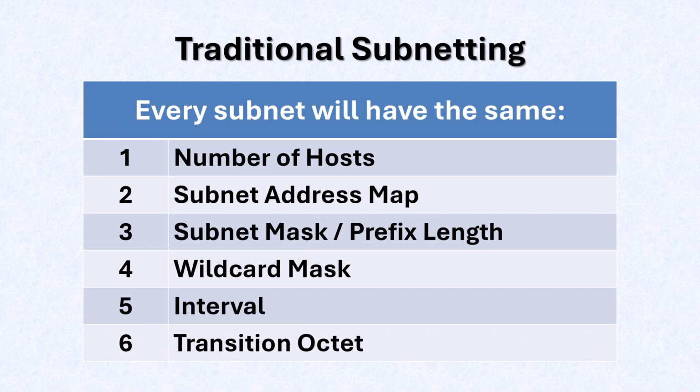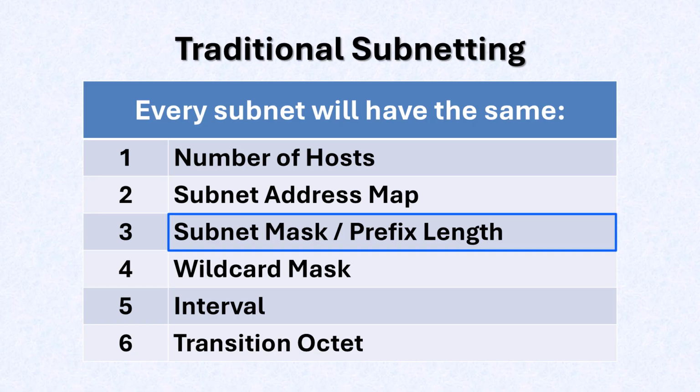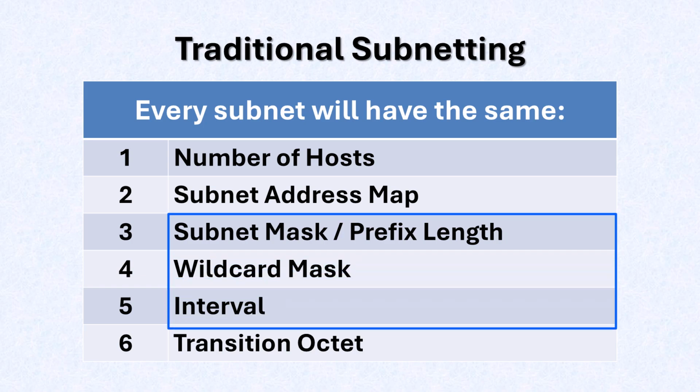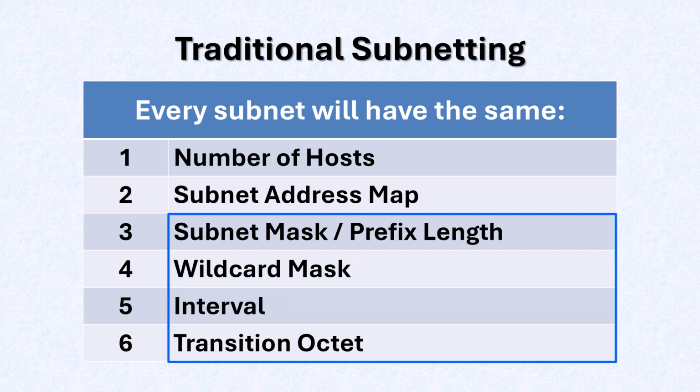With traditional subnetting, every subnet will have the same number of hosts, and as a consequence, the same subnet address map, which in turn leads to every subnet having the same subnet mask, wildcard mask, interval, and transition octet.